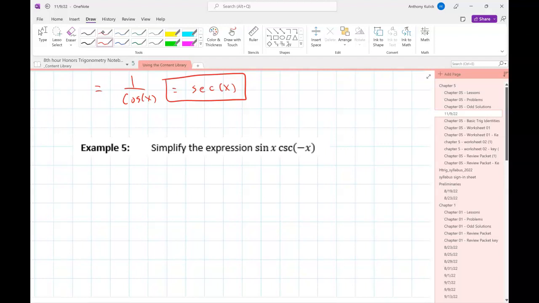All right, next example, simplify the expression sine x times cosecant negative x. Anything algebraic? No, you just have two things multiplied together. Unless they're like terms, there's not going to be anything I can do algebraically, right? Okay? So it's identity time. What identity would I want to use first?